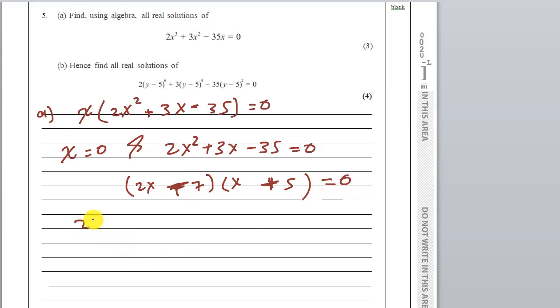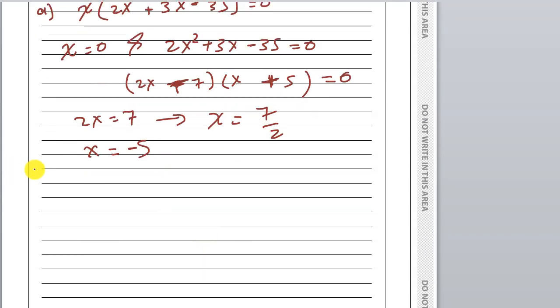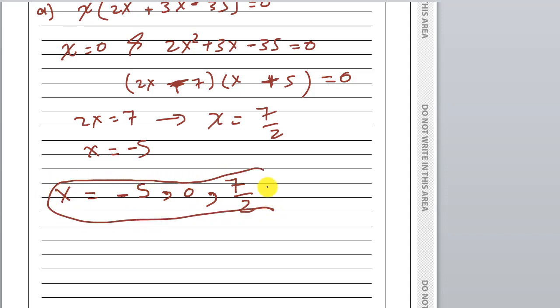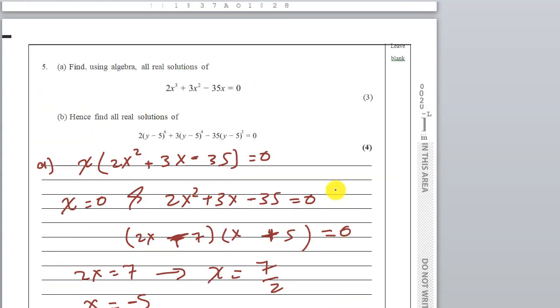So 2x is equal to 7. So from here, x is equal to 7 divided by 2, and the second one x equal to minus 5. So the solution is x equal to minus 5, 0, and 7 divided by 2. This is the solution of x. Okay, let us go ahead to another part.